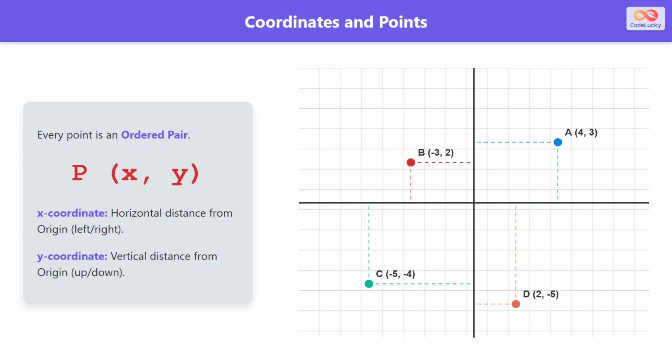Every location on this plane is defined by an ordered pair of numbers. Written as x, y, the first number, the x-coordinate, tells us how far to move left or right. The second number, the y-coordinate, tells us how far to move up or down. By combining these, we can plot any point precisely.